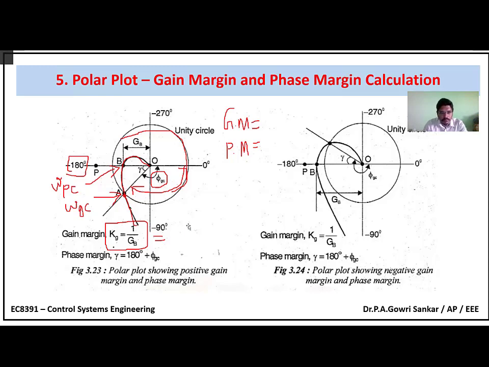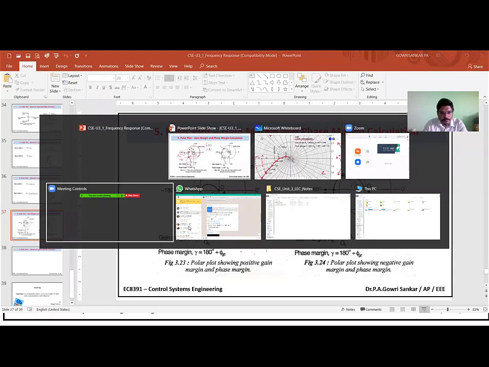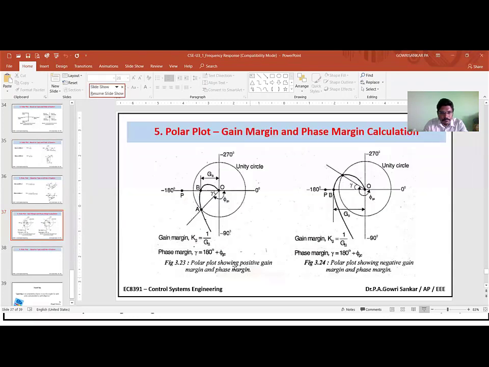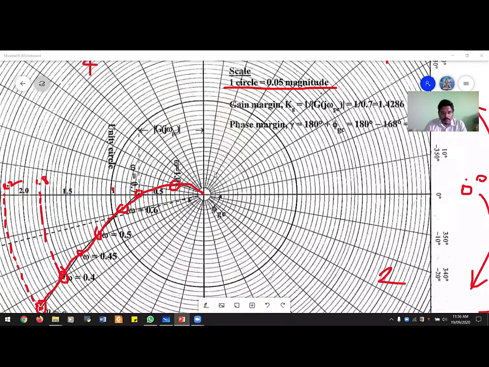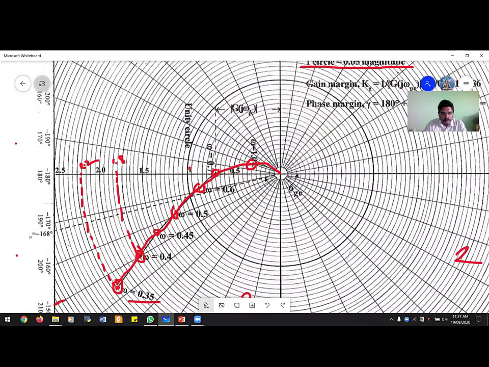Now I am going to our problem. In our problem, you just listen. Our plot is crossing the minus 180 line. The minus 180 line is the default for all problems. Our plot crosses that minus 180 line at this point. When it crosses at this point, its frequency is 0.7. From this point, we have to calculate the magnitude of the circle.